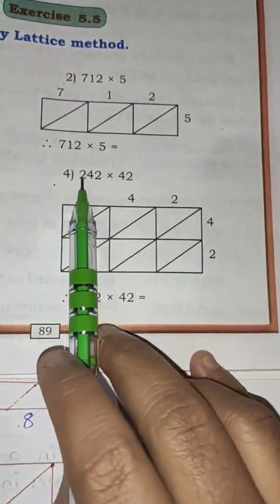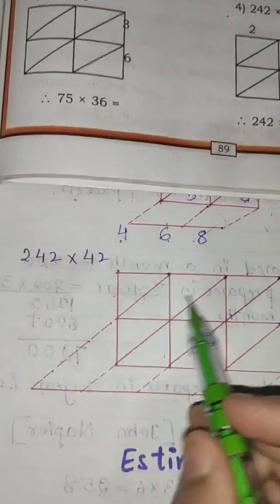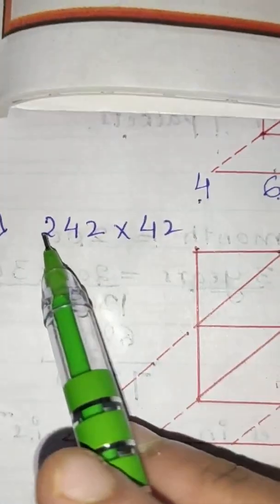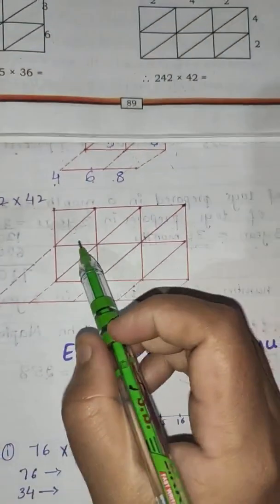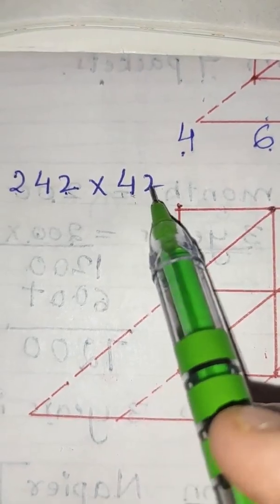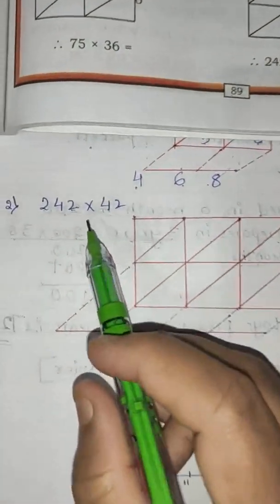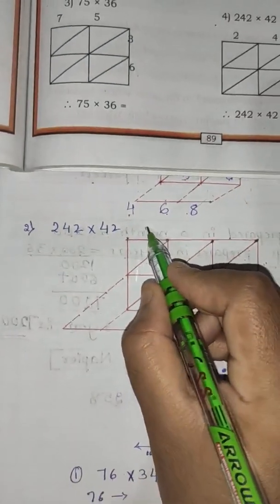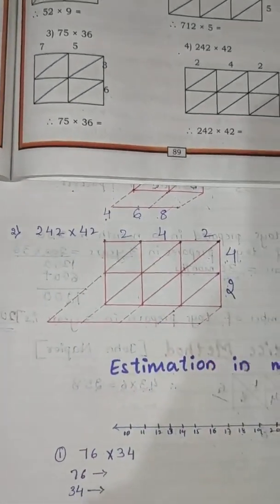So 242 into 42. Here you can see there are the boxes. Here we are having 3 digits of multiplicand: 1, 2, 3. So we are having 3 boxes. And here we are having 2 digits of multiplier, 4 and 2. So we are having 2 rows. So we'll write this number 242 here and this 42 on the right side.